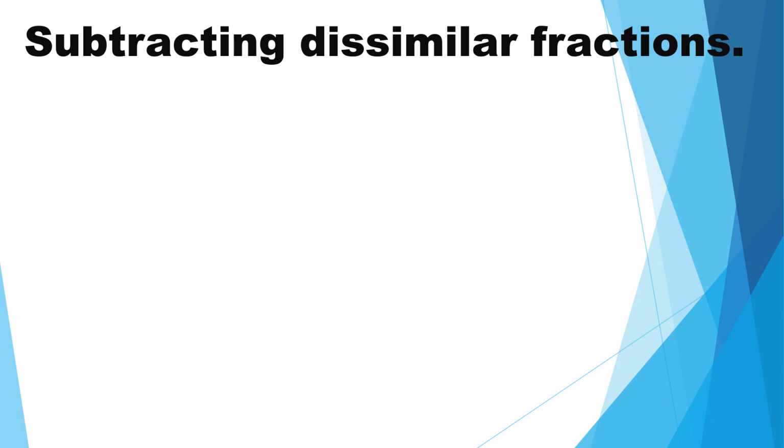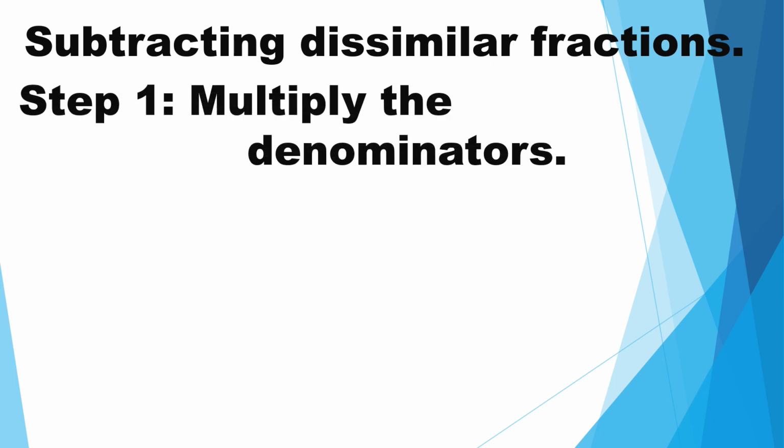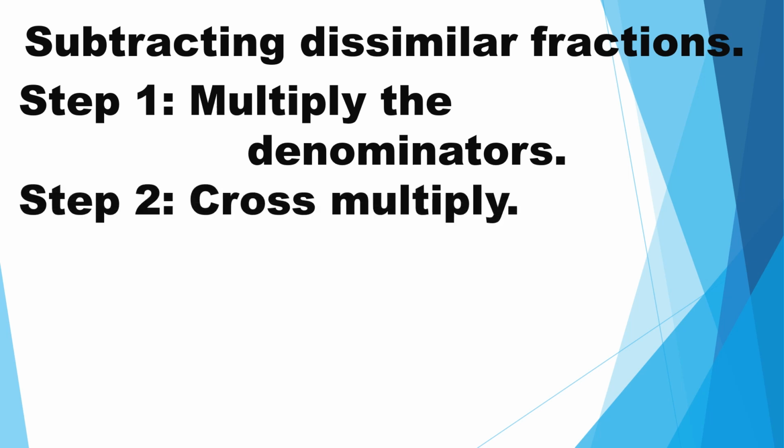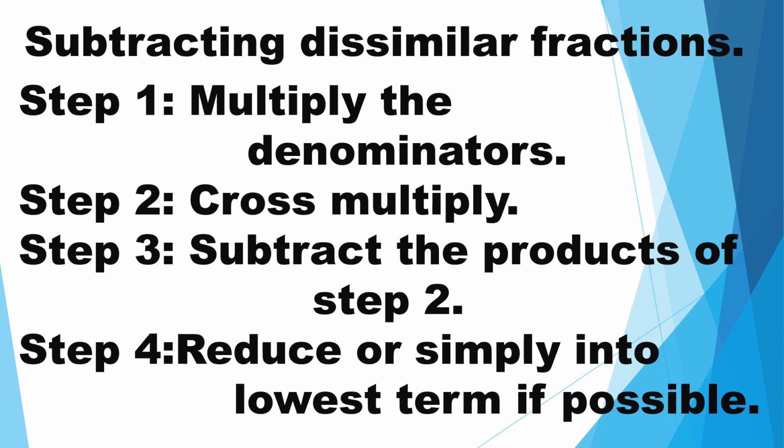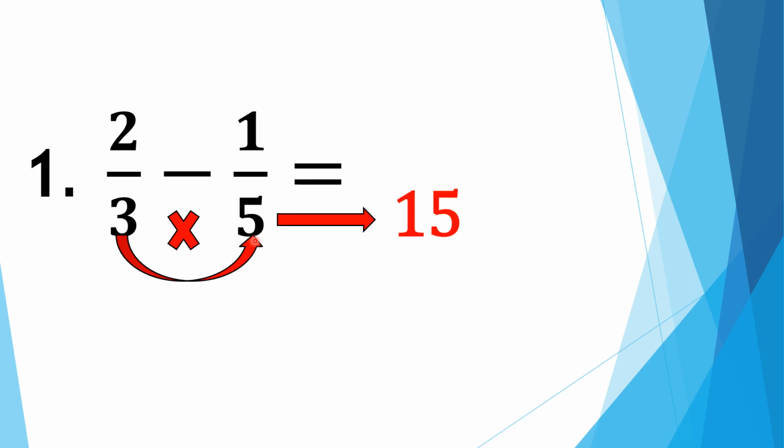Next, subtracting dissimilar fractions. Step 1, multiply the denominators. Step 2, cross multiply. Step 3, subtract the products of step 2. Step 4, reduce or simplify into lowest term if possible. Let us have an example. 2/3 minus 1/5 is equal to. Step 1, multiply the denominators. 3 times 5 is equal to 15.